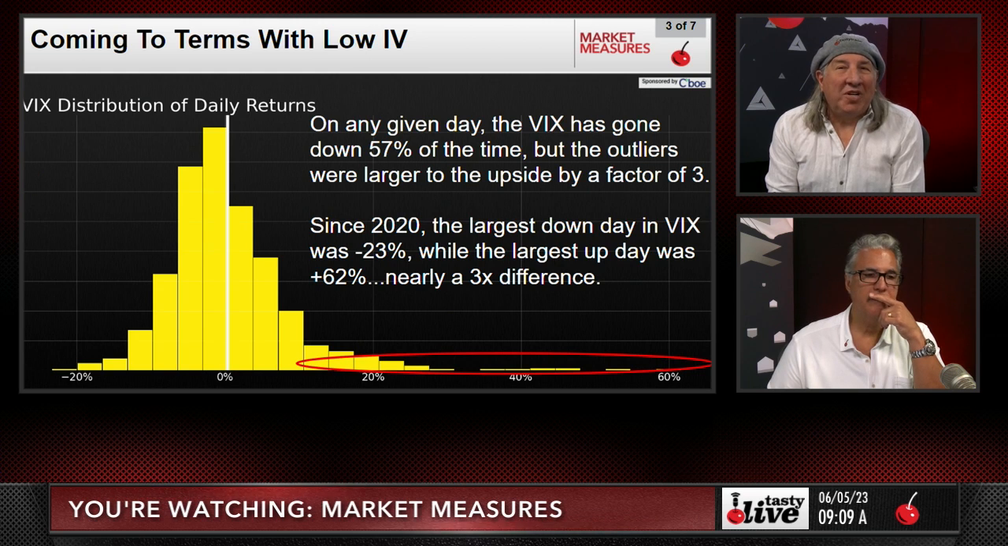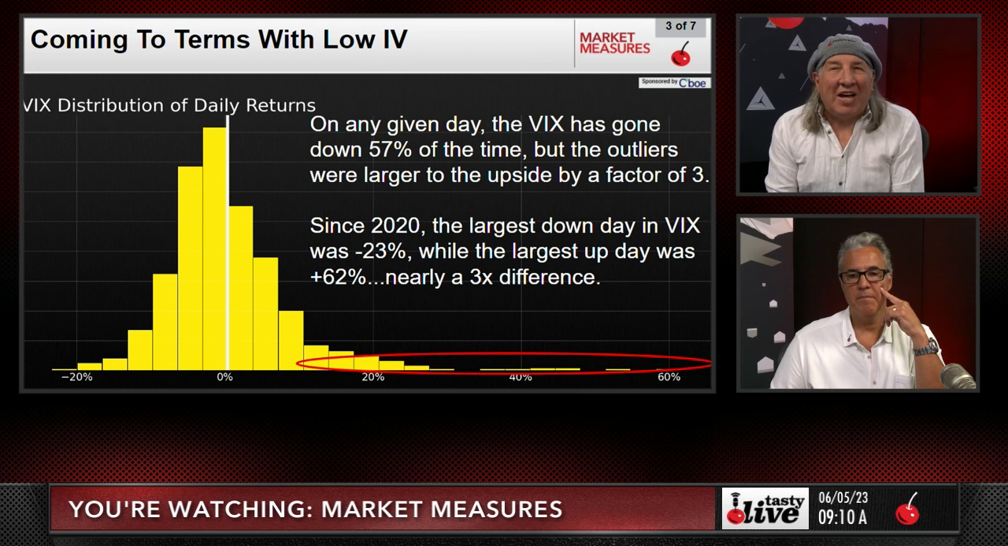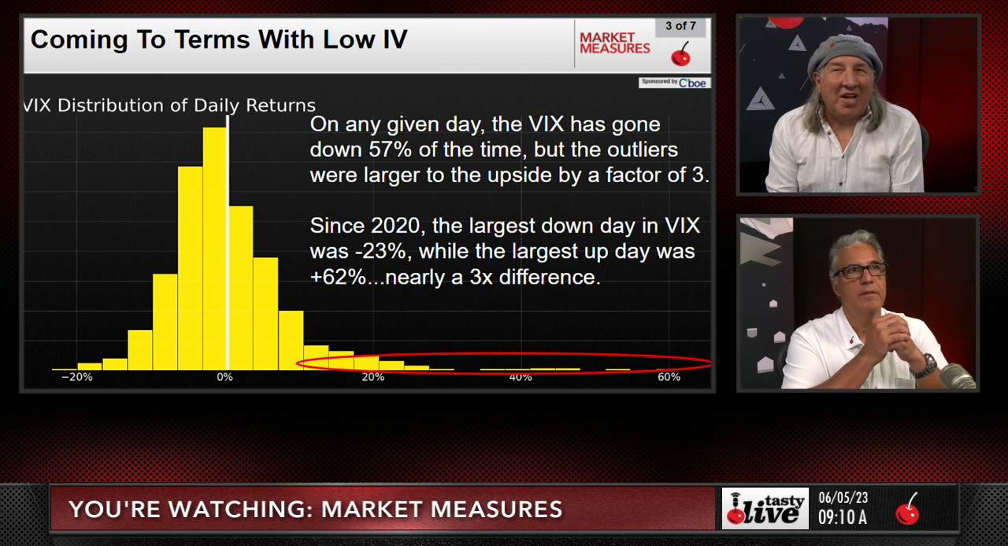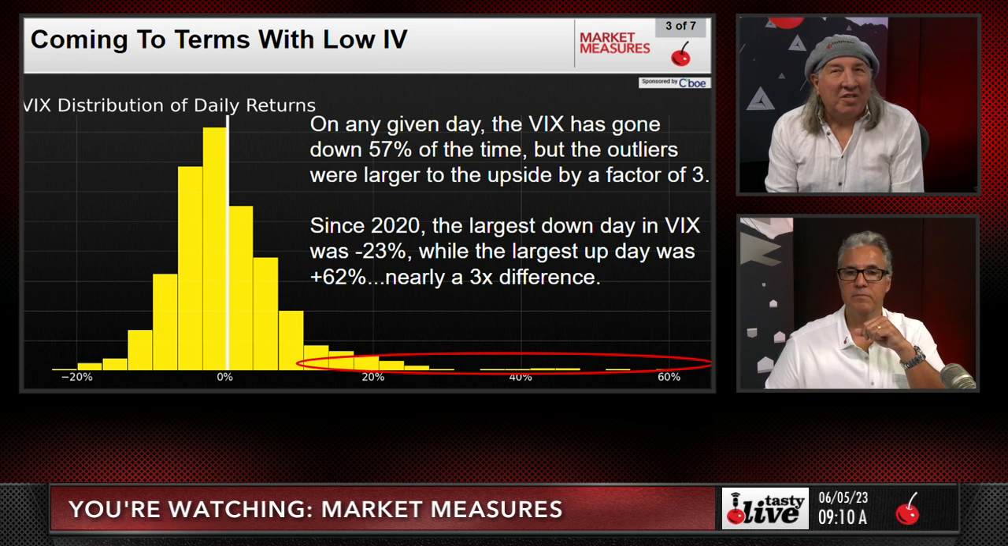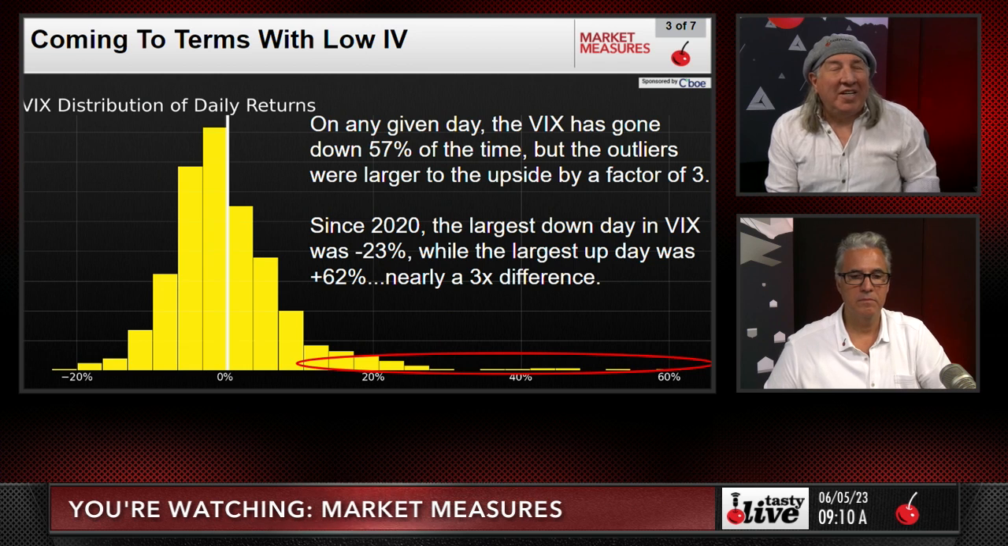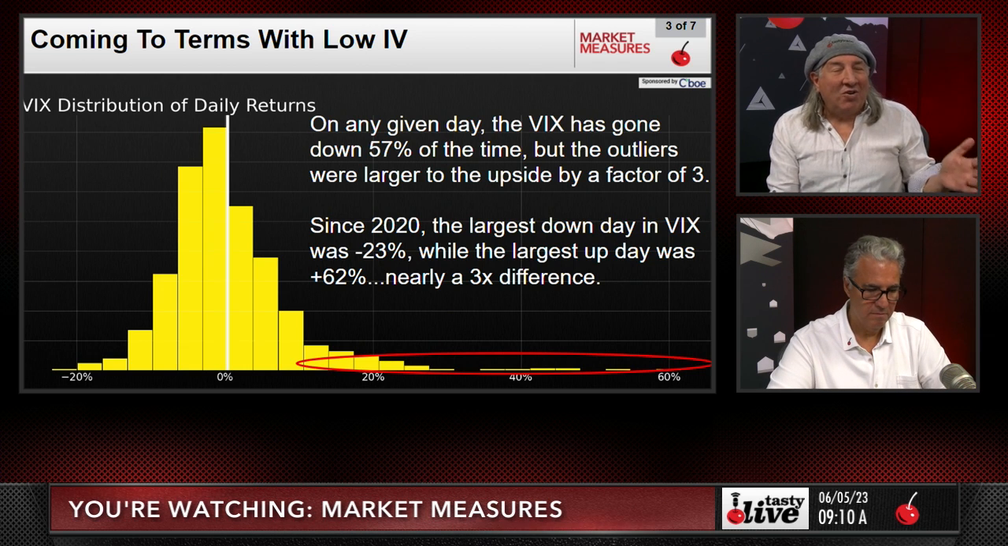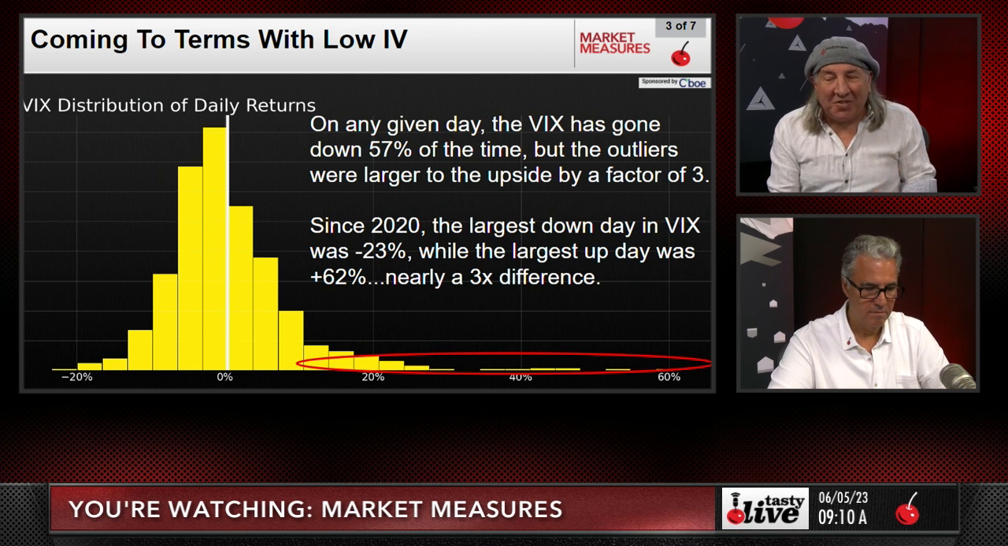So the first thing we look at is the distribution of daily returns. On any given day, the VIX has gone down 57% of the time, but the outliers were larger to the upside by a factor of 3. Since 2020, the largest down day in the VIX was 23%, while the largest up day was 62%, nearly a 3 times difference. This explains that when volatility is low, it's obviously easier to have a greater up move in the VIX on a percentage basis.